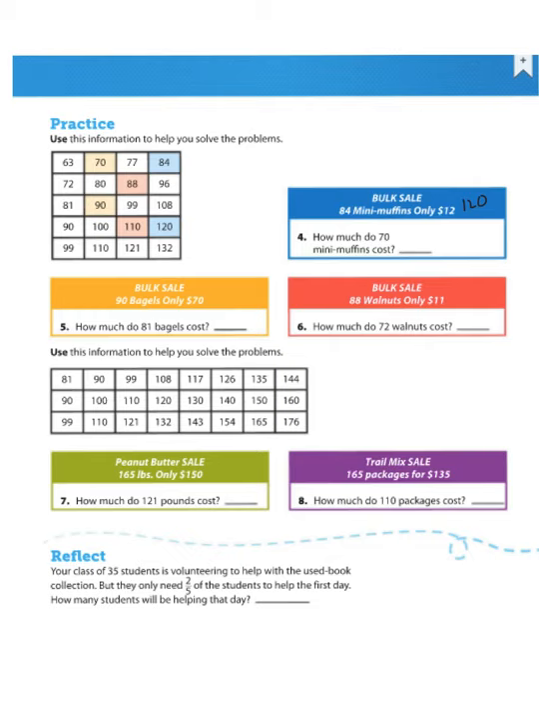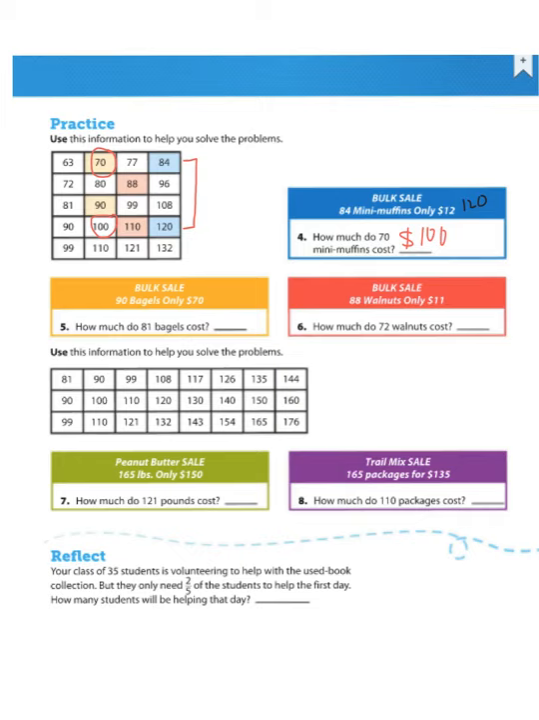So we're going to follow our blue pattern here. So 84 muffins for $120, and they skipped 2. And the question says, how much does 70 mini muffins cost? So we're going to find 70 mini muffins, and we're going to follow the same pattern. So find 70. So here's 70. We're going to skip 2. So that means 70 mini muffins would cost $100.